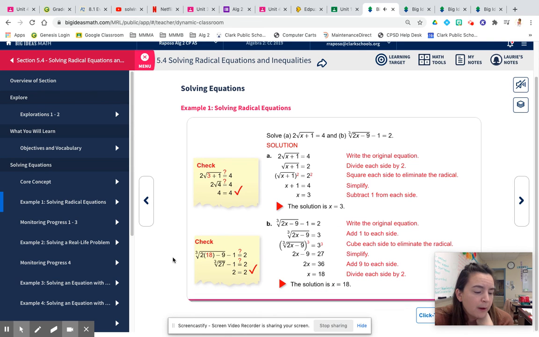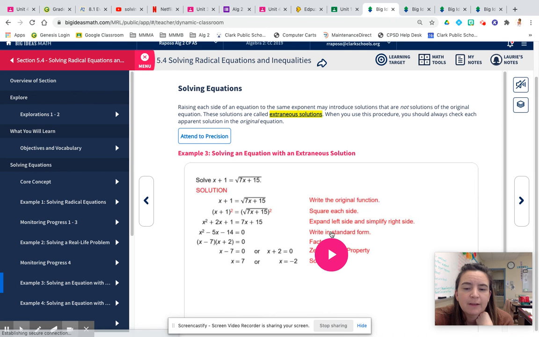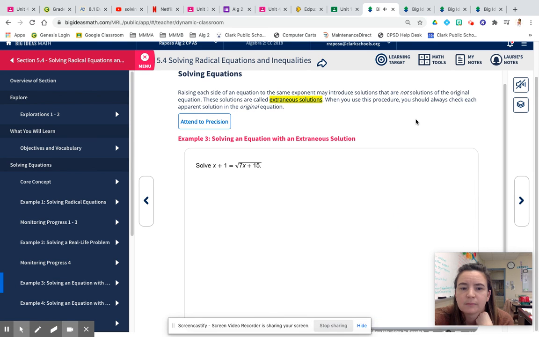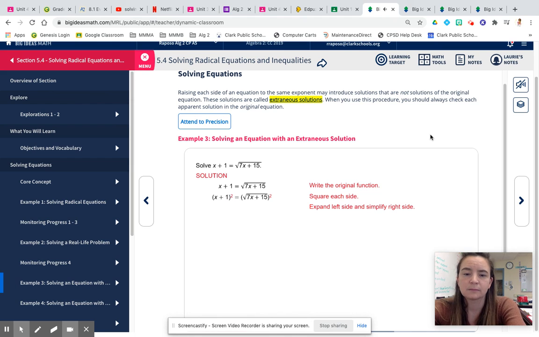Okay. So we have one more example I want to show you guys. And this is going to have the situation that I was just talking about. Solve x plus 1 equals the square root of 7x plus 15. And it's a little harder. Solution. Write the original function. X plus 1 equals the square root of 7x plus 15. Square each side. The quantity x plus 1 squared equals the quantity the square root of 7x plus 15 squared. Expand the left side and simplify the right side. X squared plus 2x plus 1 equals 7x plus 15.